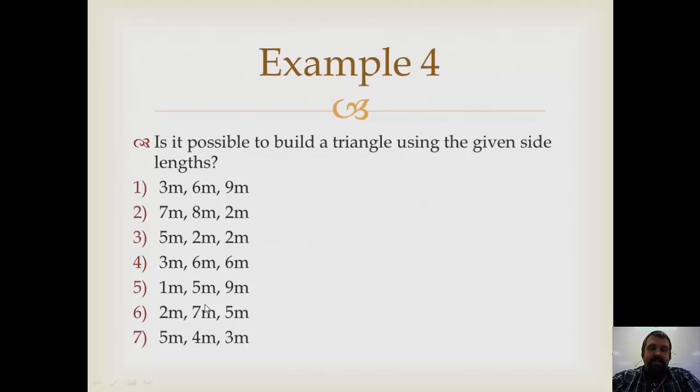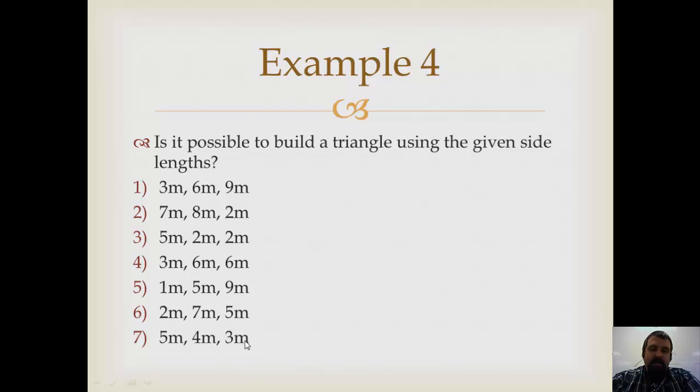Number 6. 7 is my largest number. So does 2 plus 5 make a larger number than 7? Nope. Again, it is 7. 7 is not larger than 7. So therefore, number 6 is impossible. 2 plus 5 is 7, which is not larger than 7. Therefore, impossible. And the last one, number 7, 5 is my largest number.